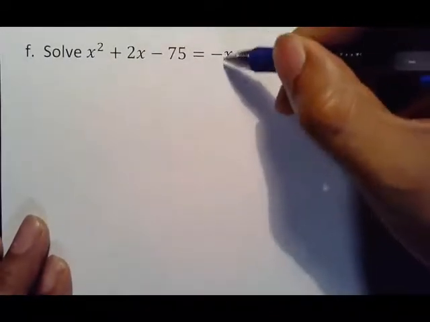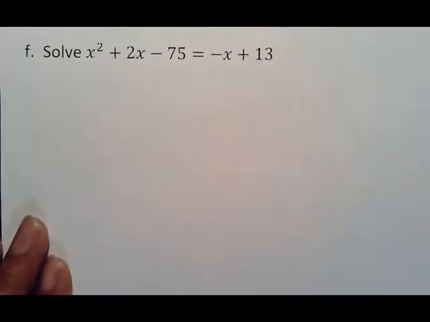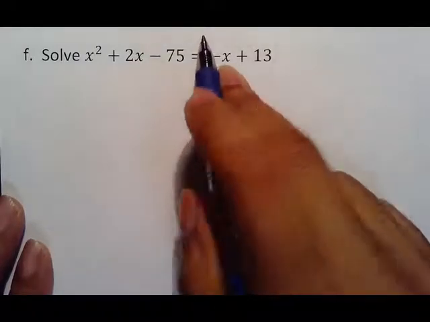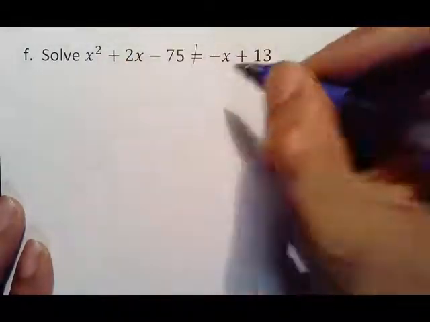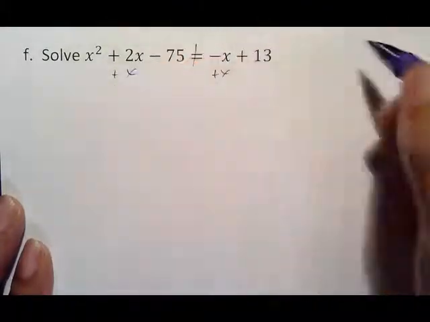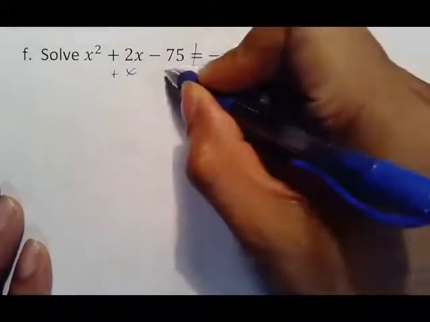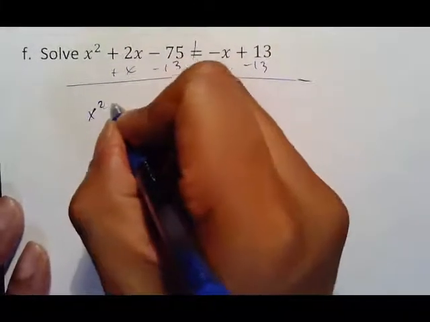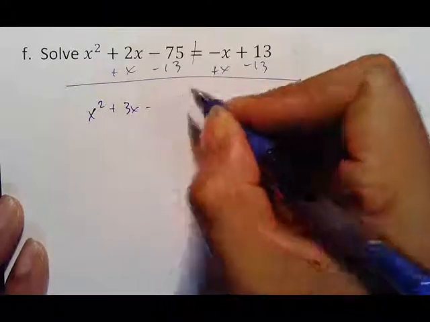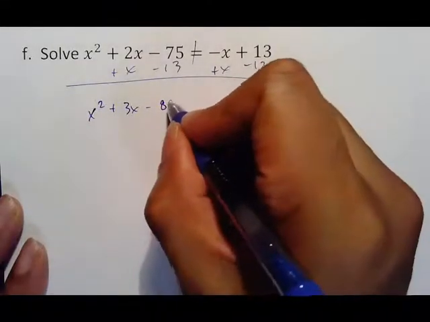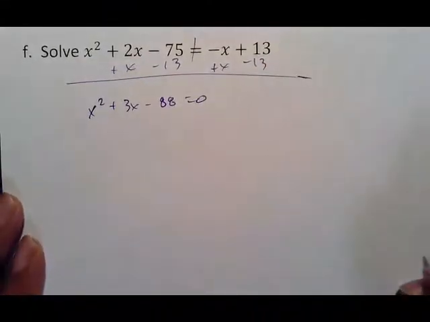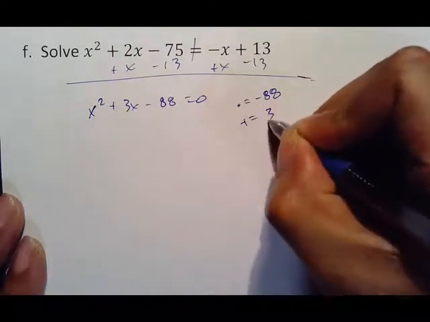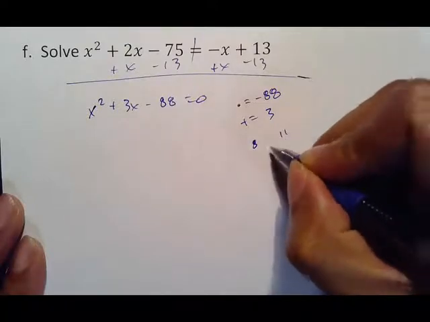Also on the computer, there are probably going to be some ones, but again, you'll be fine as long as you just follow what you know to do, which is, again, here's the elephant. Everything needs to come over, which means x needs to move in with the 2x. 13 needs to move in with the 75. Once you do that, you are now ready to do what we've learned how to do, which is multiply to be negative 88, add to be 3. The numbers I know to do that are 8 and 11.